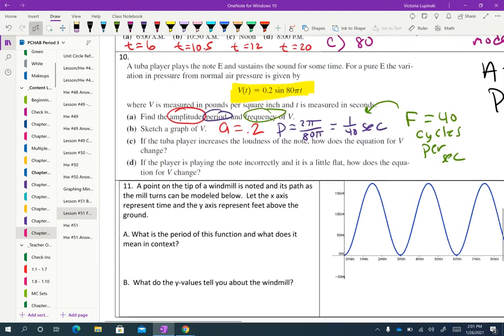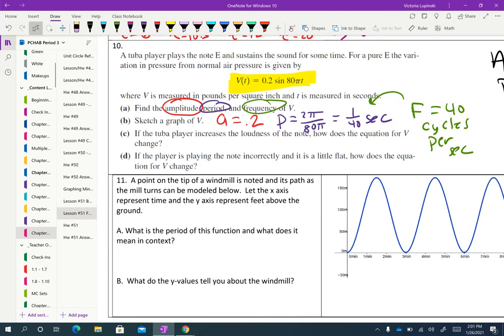Then going back, they ask you if the tuba player increases the loudness of the note, how does that change the equation? And then if they're flat, how does that change the equation? Now, the truth is, I actually had to look that up because, again, I don't really know enough about music. So I wouldn't ask you this on a test, but just in case you're curious, if you're increasing the loudness of the note, it turns out that the amplitude increases. Whereas if you have a flat note, you're talking about a change in frequency and it's going to decrease.